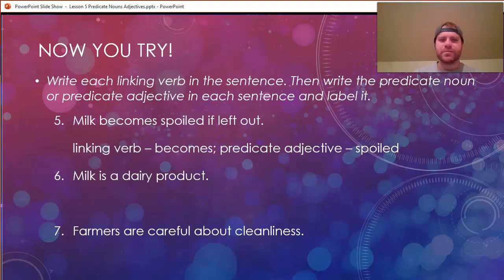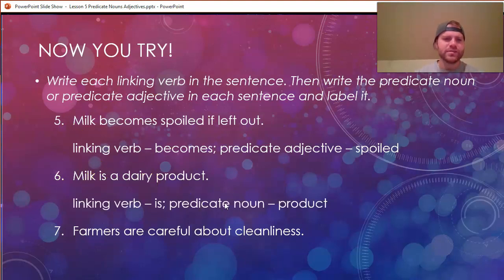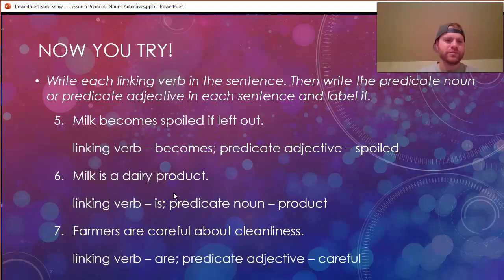Number 6, milk is a dairy product. We've actually seen that sentence before, earlier in these notes. Is is our linking verb. Product would be our predicate noun. If you treat a dairy product as a compound noun, that's fine as well. And number 7, farmers are careful about cleanliness. And this one, our linking verb is are. Careful would be an adjective describing the farmers.